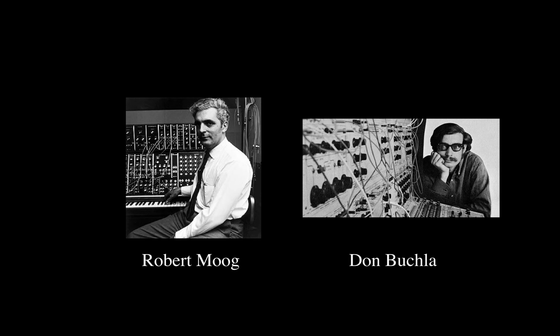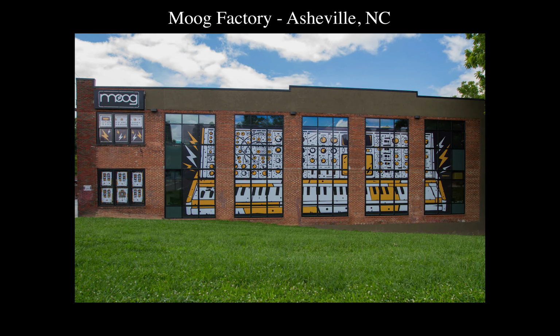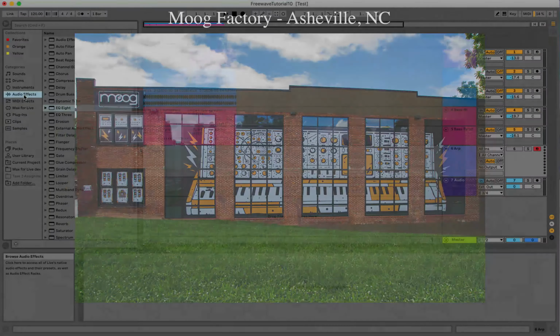Robert Moog and Don Buchla simultaneously pioneered control voltage modular synthesis, but fascinatingly, they did this independent of one another. Mr. Buchla was based in San Francisco, and Mr. Moog was based in New York at the time, although he later relocated to Asheville, North Carolina, where the Moog factory is today. I know this isn't maybe necessary to the tutorial, but I think it's important to know who came up with these ideas.